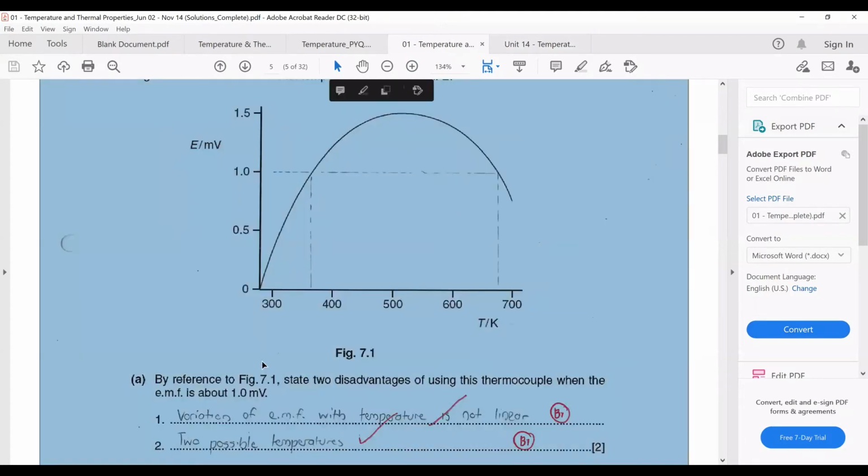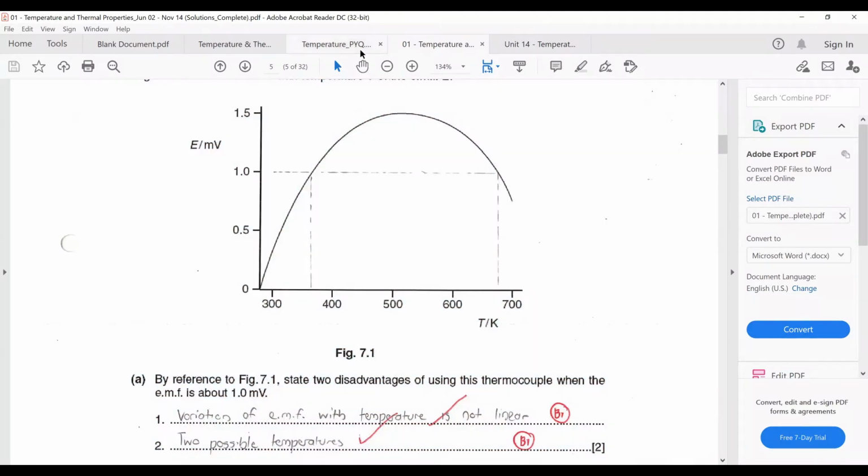So here, this is the graph showing you how the thermometric property varies with temperature. This E here is your thermometric property and how it varies with the different temperature. What is the disadvantage of using this thermocouple when the EMF is about 1 millivolt? If your thermometric property is at 1 millivolt, you have two problems with this graph because it's actually going to give you two different temperature readings. It's going to give you this temperature reading T1. It's going to give you this temperature reading T2.